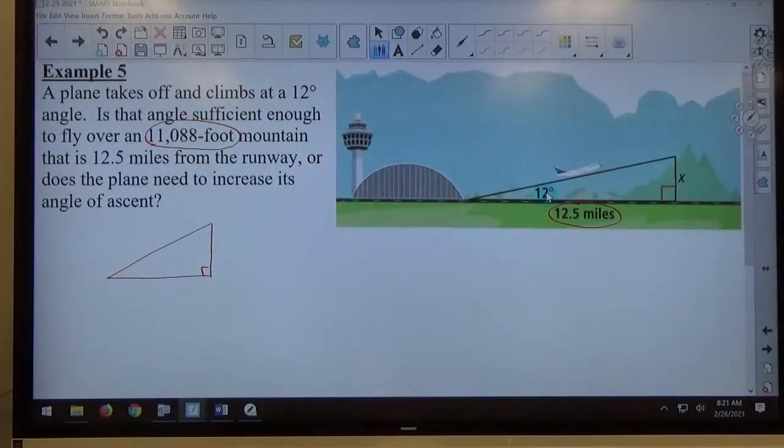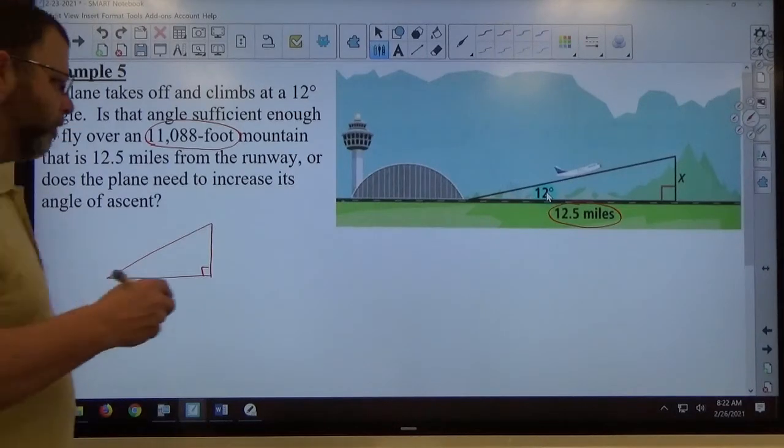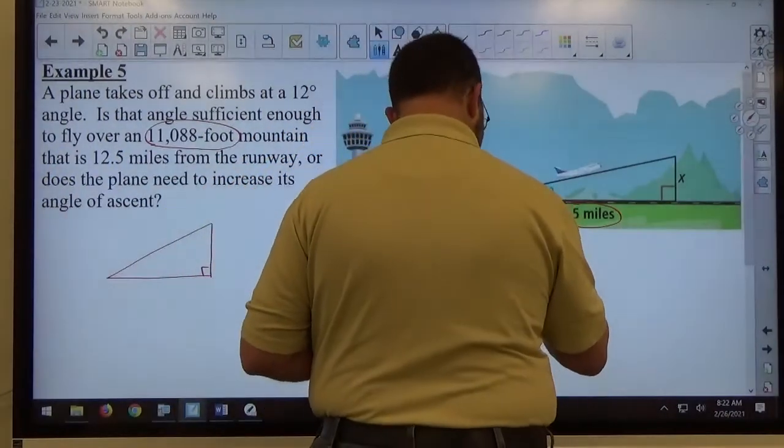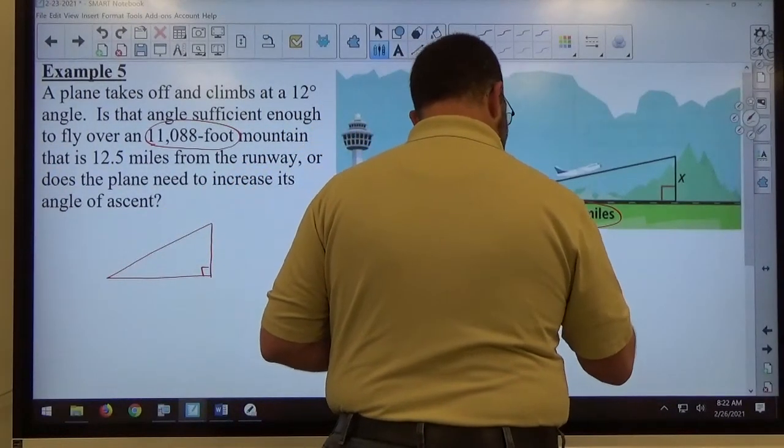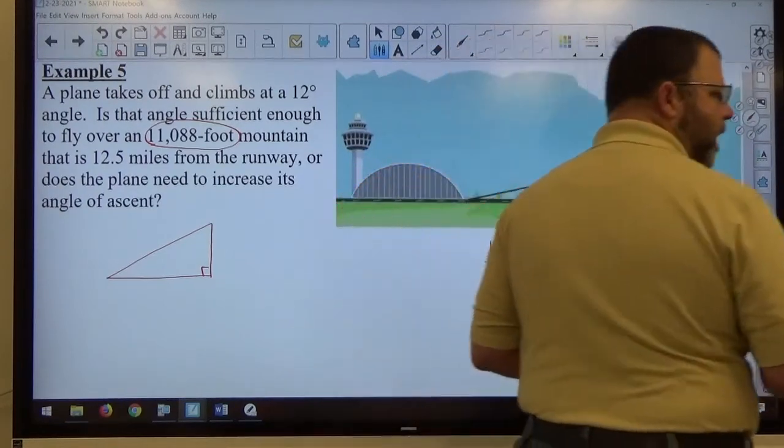So the first thing I'd want to do, since the answer I want to get is going to be in feet, I want to see how many feet high the plane's going to be when it gets to that mountain. I want to change my 12.5 miles into feet. Do you guys know anything about feet in miles? I think it's 5,280. It's exactly 5,280. Very good. So 1 mile is equal to 5,280 feet.